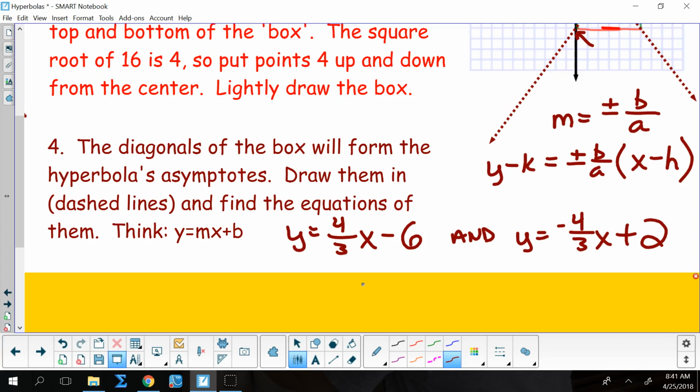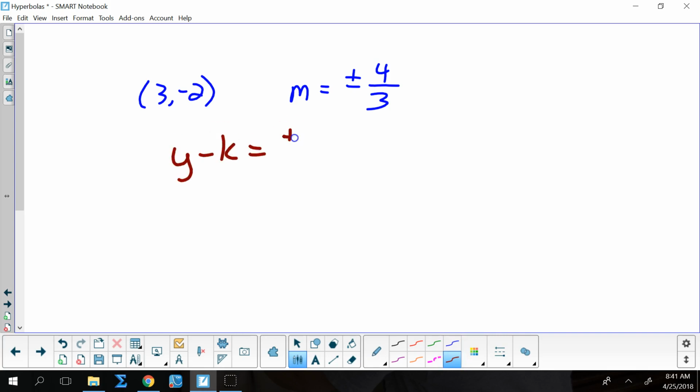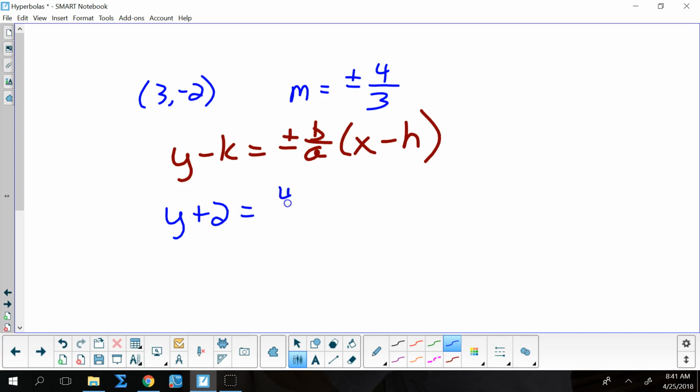Can you do it once to show? Sure, just to do it quick. So we had, our center was at 3 comma negative 2. And our slopes were plus and minus 4/3. So y minus k equals plus and minus b over a times x minus h. So y plus 2, because it's minus negative 2, equals, we'll do the positive one first, 4/3 x minus 3.